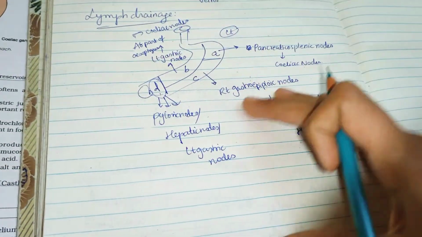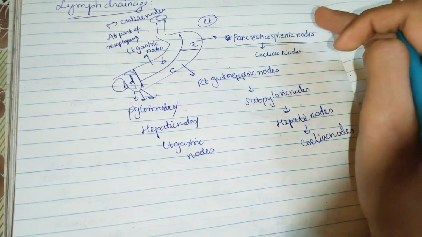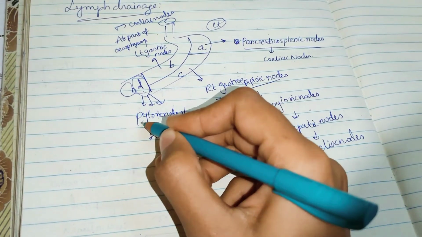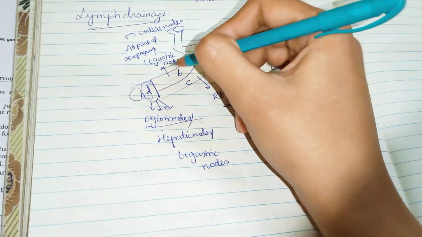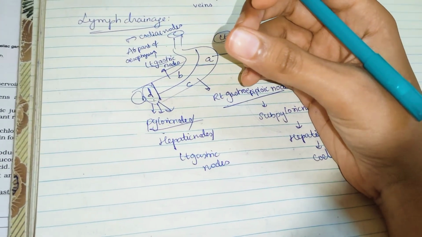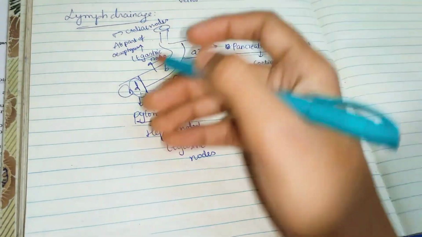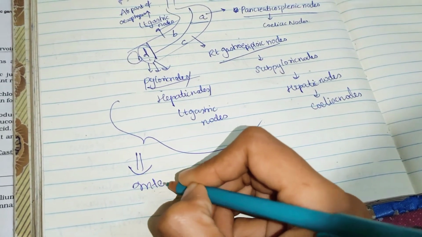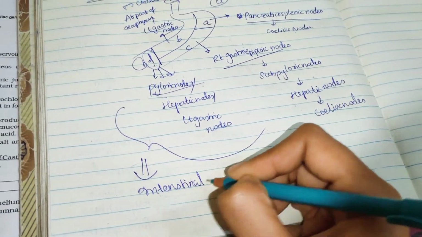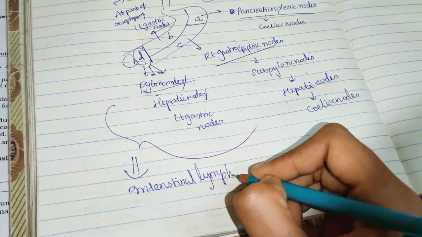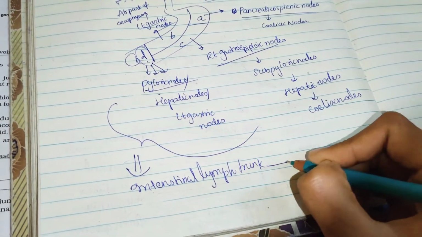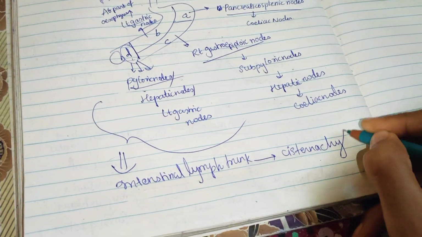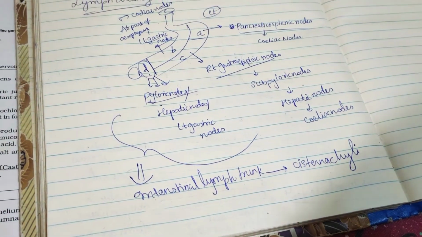So finally, if you observe all the stems, the main types are pancreatico-splenic nodes, right gastroepiploic nodes, pyloric nodes, left gastric nodes. All these nodes pass through the intestinal lymph nodes. So finally all these lymph nodes need to pass by the intestinal lymph trunk. Okay, so from the intestinal lymph trunk finally they'll reach the cisterna chyli. So this is the route of lymph drainage in abdomen.